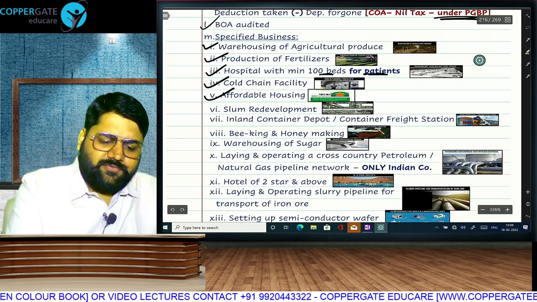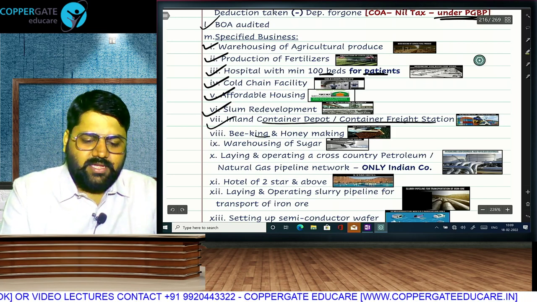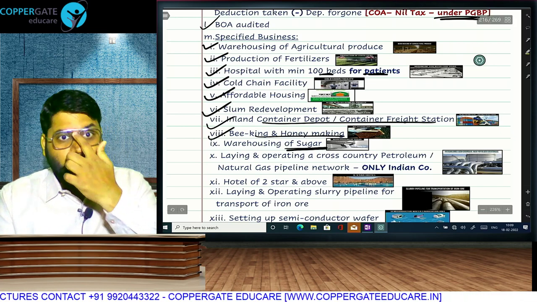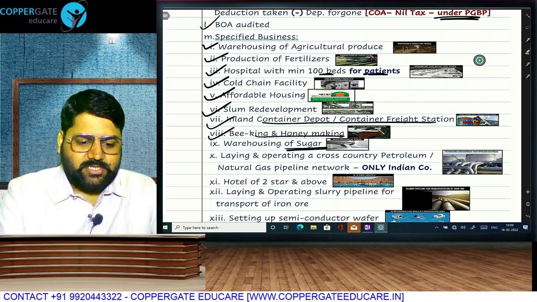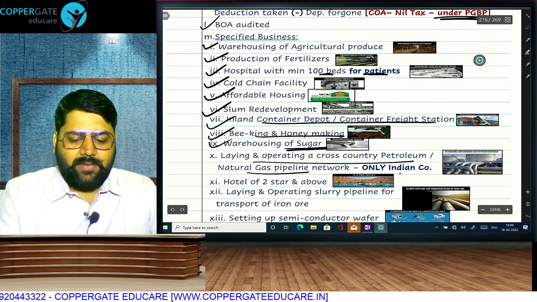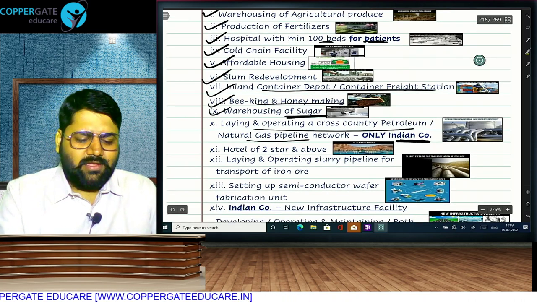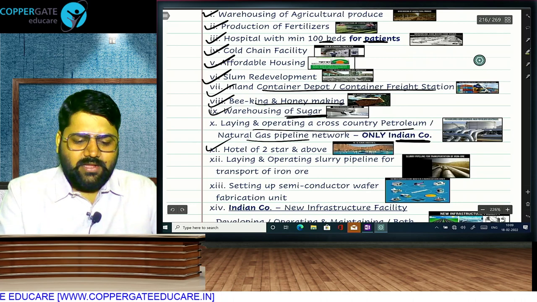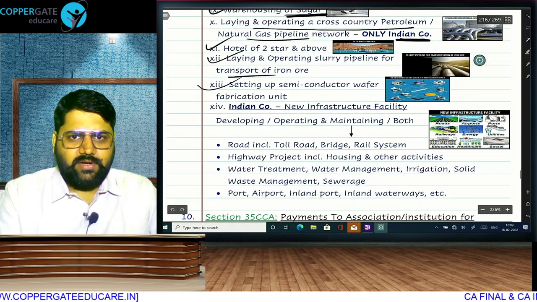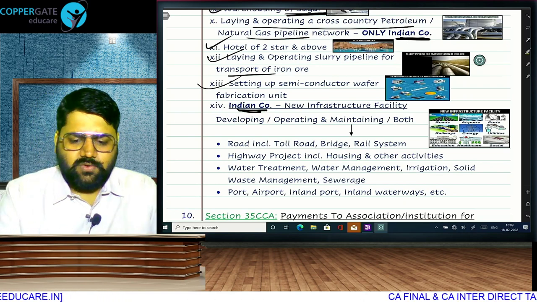Cold chain facility, affordable housing, slum redevelopment, inland container depot, container freight station, beekeeping, honey making business, warehousing of sugar. Sugar is not an agriculture product. Sugar cane is agriculture product. So sugar is separately kept. Laying and operating a cross country petroleum and natural gas pipeline network. Whole world knows that this was done only for one person, the owner of India. Hotel of 2-star and above category. A slurry pipeline for transportation of iron ore, semiconductor wafer fabrication unit, and this last business is also only for company. So out of 14, 2 businesses are only for company.